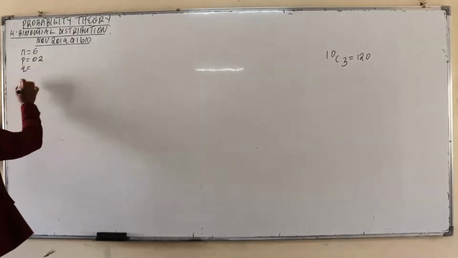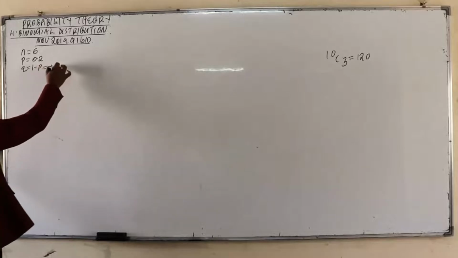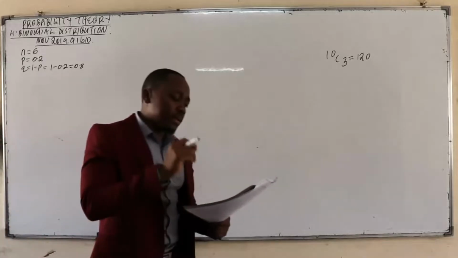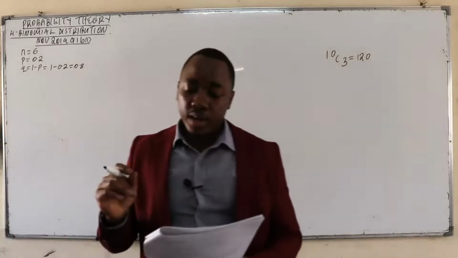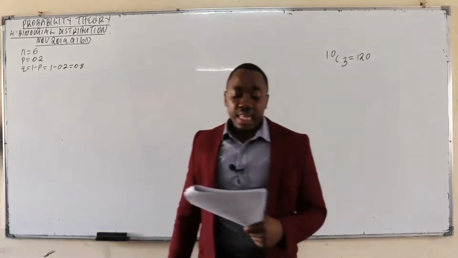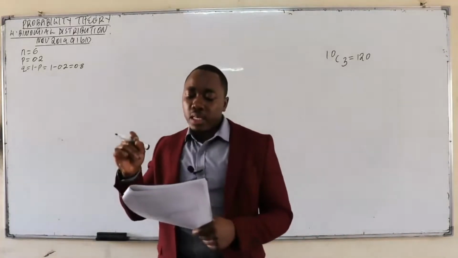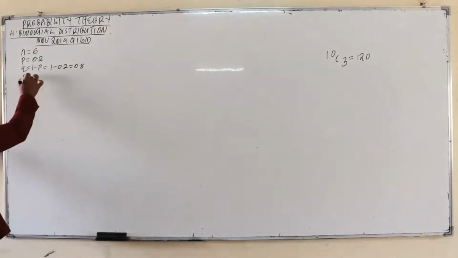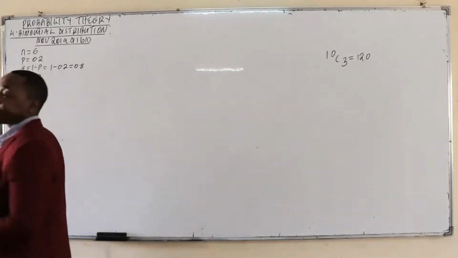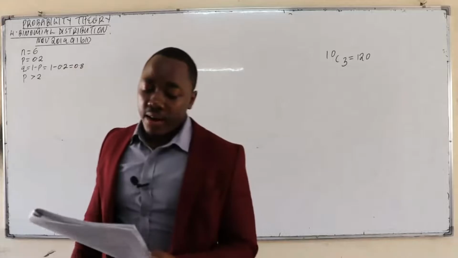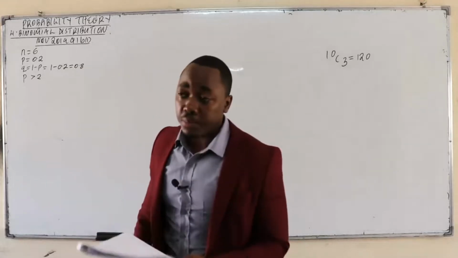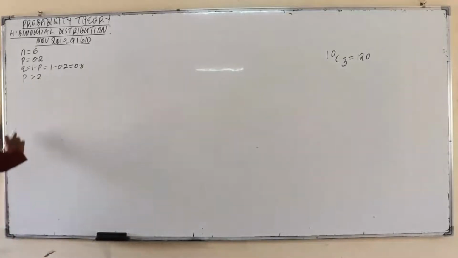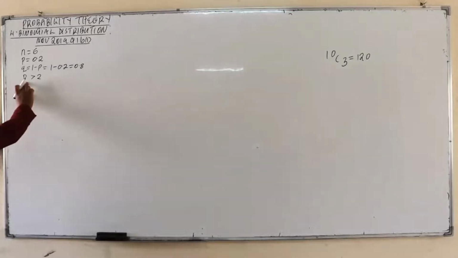Therefore, how much is Q? Q is 1 minus P, so 1 minus 0.2 gives 0.8. The company needs to establish the probability of more than 2 consultants being absent from work. Required: compute the above probability, assuming a binomial distribution. Now, we want to determine the probability when the number of those absent is more than 2.